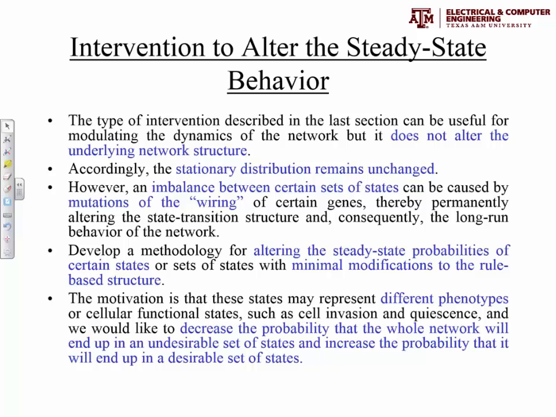However, an imbalance between certain sets of states can be caused by mutations of the wiring of certain genes, thereby permanently altering the state transition structure and consequently the long-run behavior of the network. So we want to develop a methodology for altering the steady state probabilities of certain states or sets of states with minimal modifications to the rule-based structure. Again, you don't want to use too many drugs, okay, so minimal modification. So the motivation is that these states may represent different phenotypes of cellular functional states, such as cell invasion and quiescence, and we would like to decrease the probability that the whole network will end up in an undesirable set of states and increase the probability that it will end up in a desirable set of states.